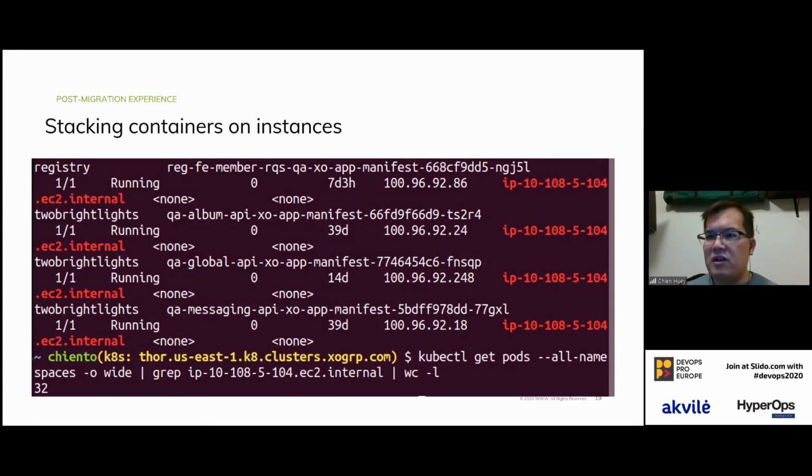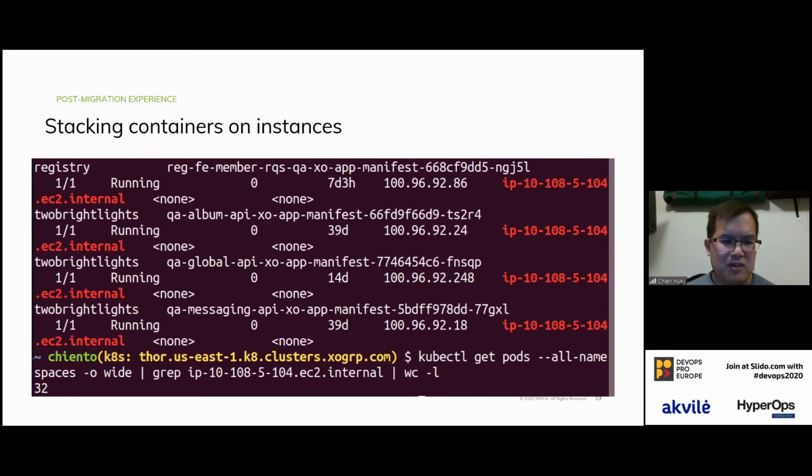So this is a show and tell version of what I'm talking about, of being able to stack containers. What you see here in the red is the IP address of a specific node. And if you see on the bottom, I'm doing a kubectl command to say, give me all the pods across all the namespaces that are on this node, with the internal IP of 10.108.5.104, and count the number of lines. So you see we're packing 32 pods on this node.